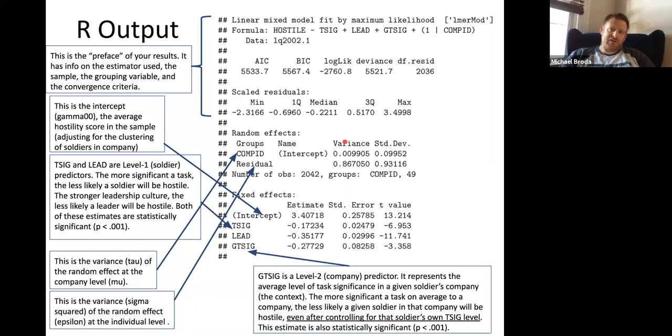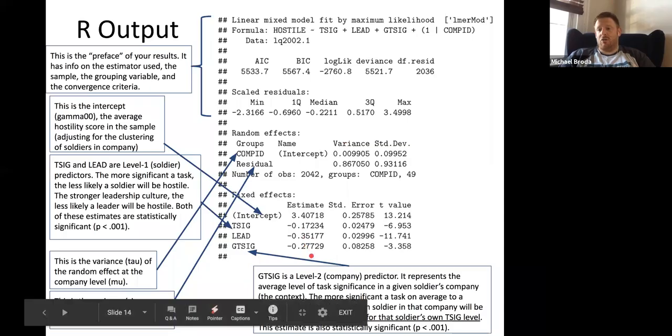Although the random stuff is good, the fixed effects really are what tell our story. So first we have an intercept, which is equal to 3.4. That is the value of our outcome, which is hostility, when all other predictors in the model are equal to 0. So if someone has 0 T-sig, 0 lead, and 0 GT-sig, we would predict them to have a hostility score of 3.4.